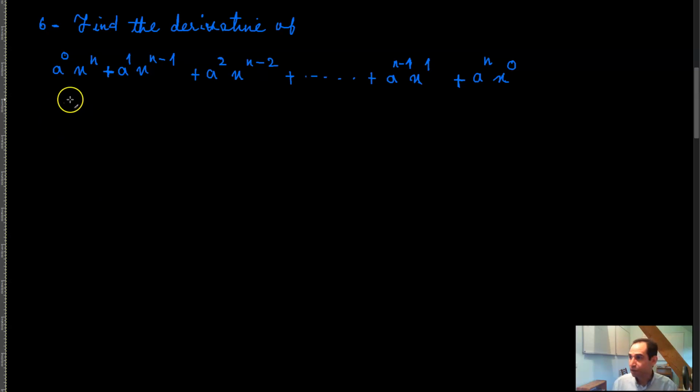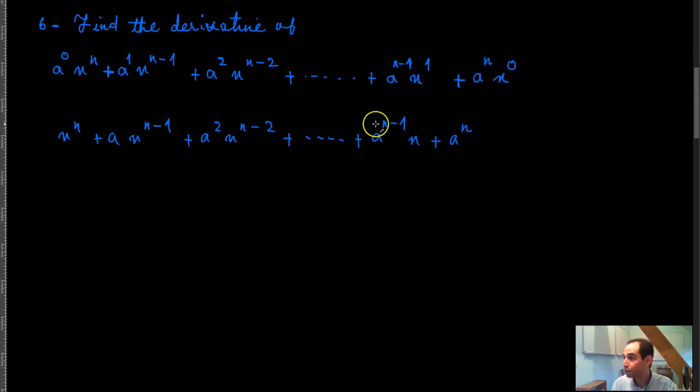So this is this term. This is, you can call it a polynomial, for example, or a function. And then you have a raised to the power 0 is equal to 1. So you have x raised to the power n. A raised to the power 1 is equal to a, so that's a times x raised to the power n minus 1 plus a squared x raised to the power n minus 2 plus all the way up to a raised to the power n minus 1 times x plus a raised to the power n times 1, which is basically that.